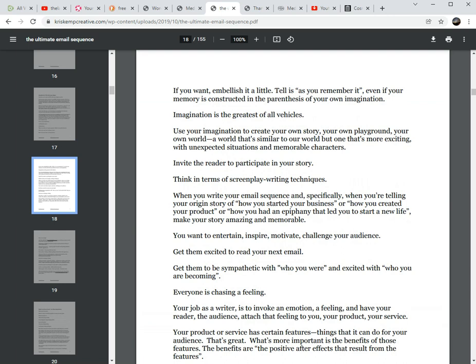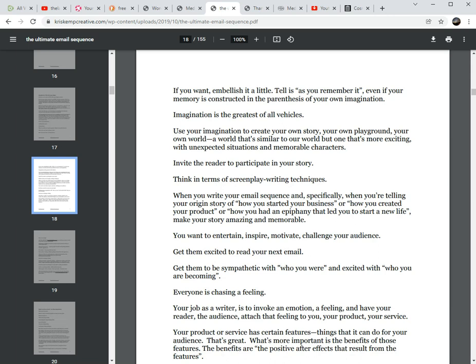One, you invite the reader to participate in the story. Two, when you write your emails, think in terms of screenplay writing techniques. When you write your email sequence, and specifically when you're telling your origin story of how you started your business or how you created your product or how you had an epiphany that led you to start a new life, make your story amazing and memorable.